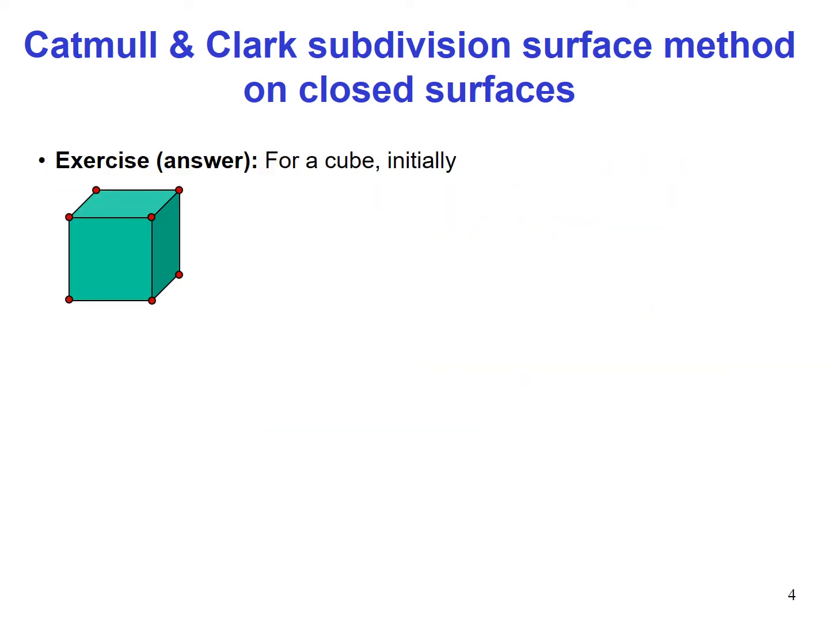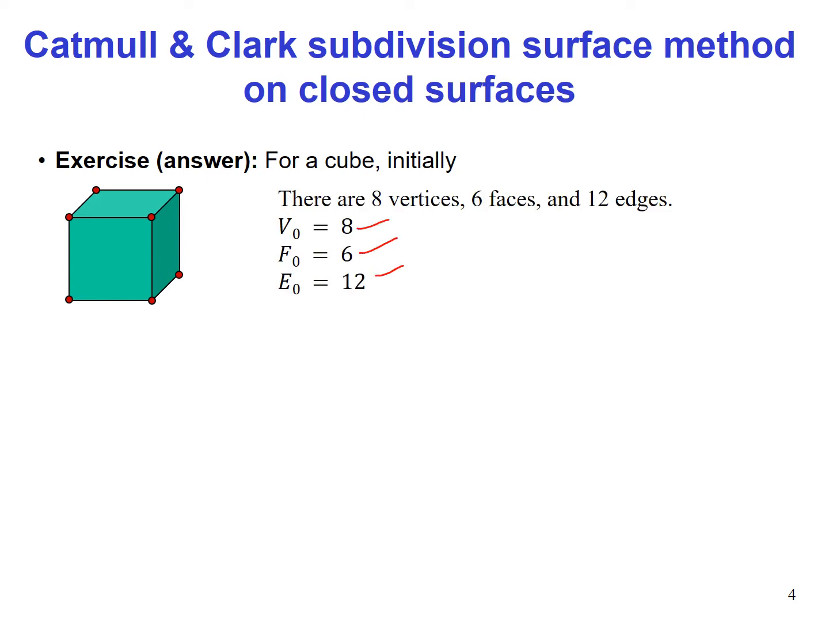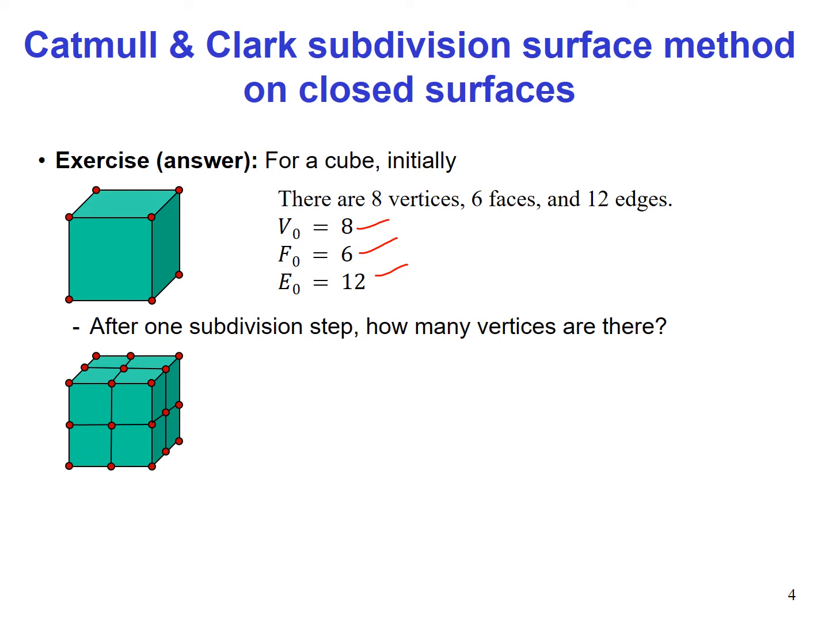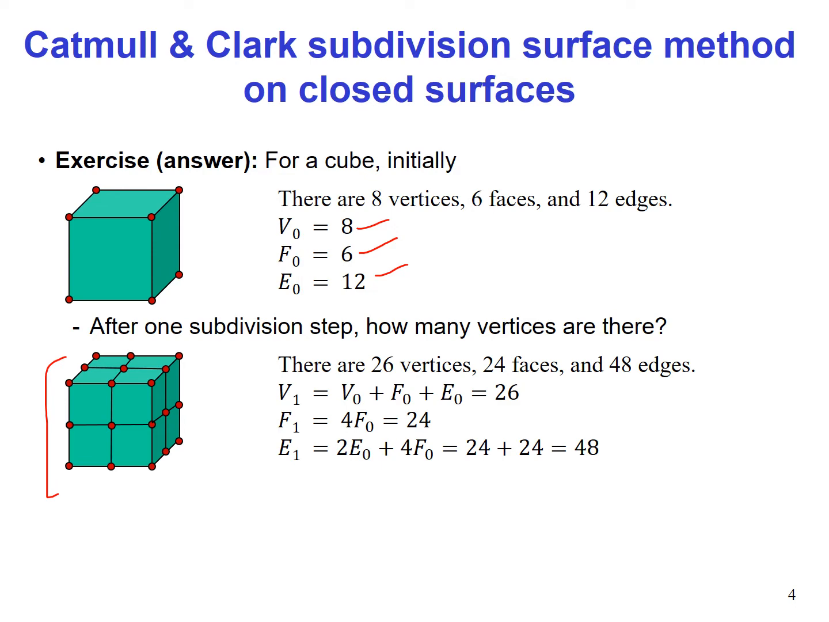Now let's try to answer our first question. Starting with a cube which has 8 vertices, 6 faces and 12 edges, how many vertices, faces and edges will we have after one subdivision? Now here we have performed one step of subdivision. So there are 26 vertices now. So our new set of vertices is basically the sum of the previous vertices plus the previous faces and the previous edges, because there is one vertex for every vertex, one vertex for every face and one vertex for every edge. Hence we have a total of 8 plus 6 plus 12 added up, giving us 26 new vertices.